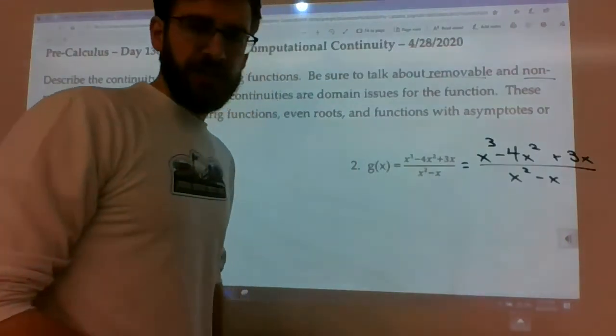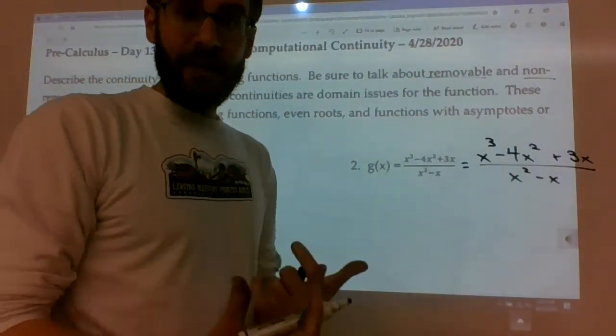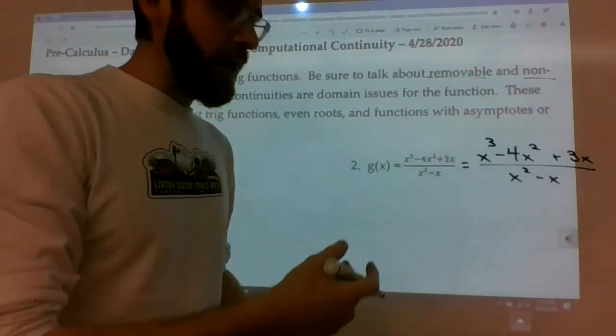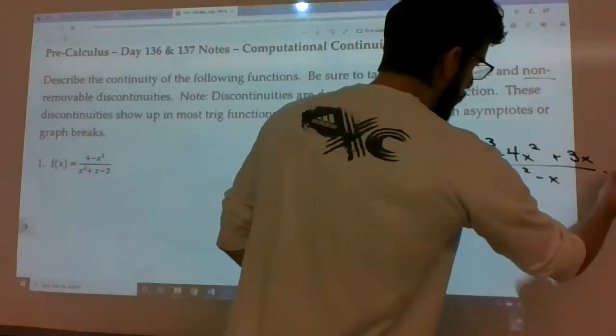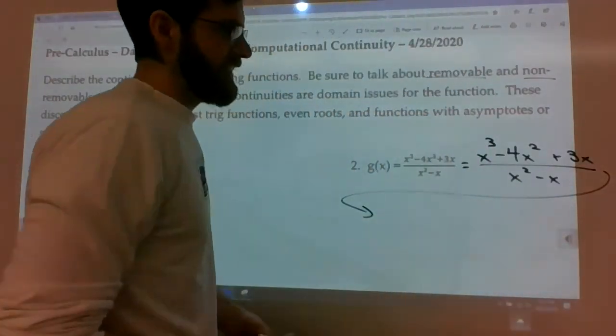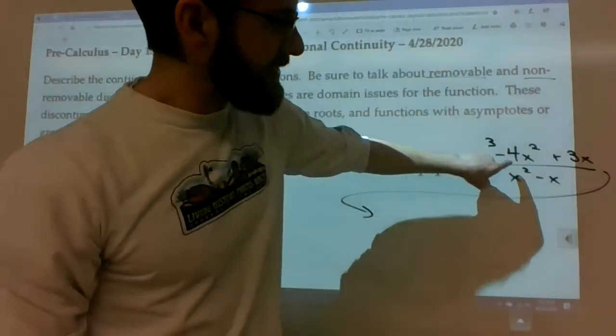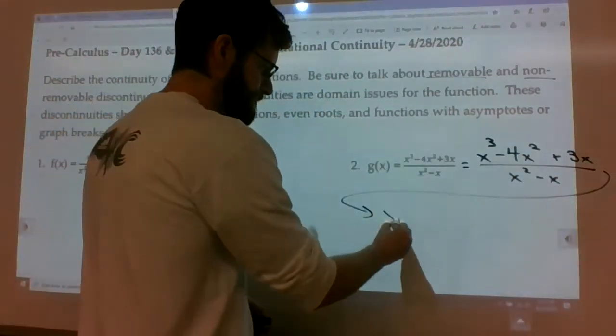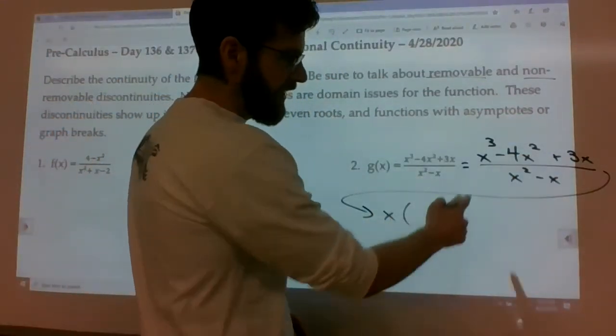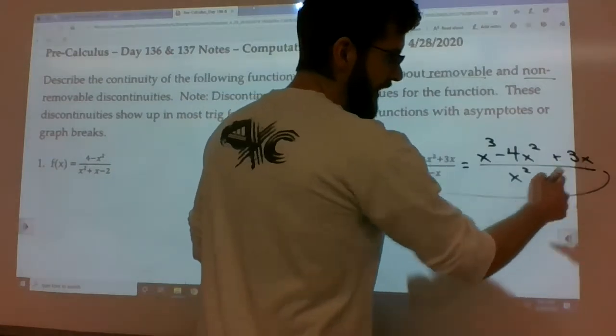All right, so the question is, do you know, or can you, factor the top and factor the bottom? Well, it looks like I can take an x out of the top. I'd be left with exactly 1 less power of x for each part.